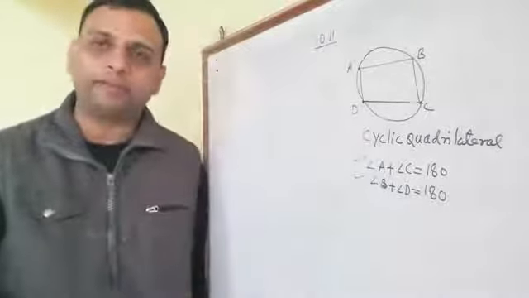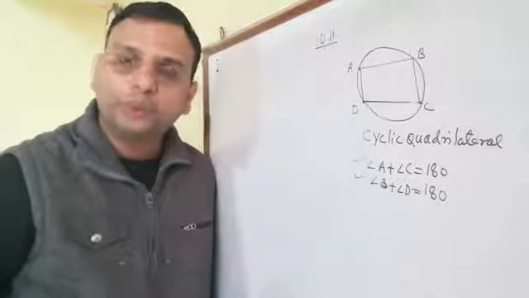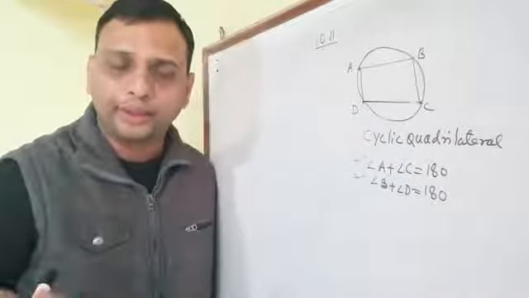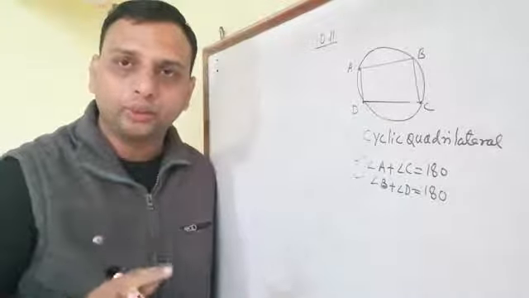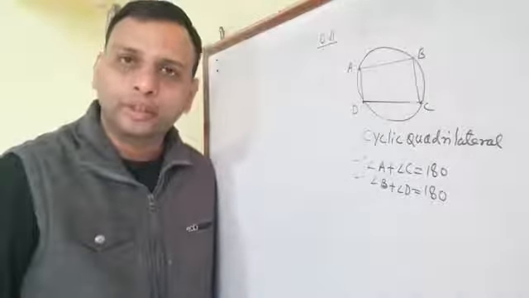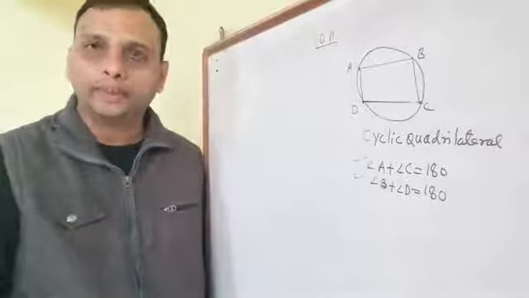So in the exercise there will be one question to prove the cyclic quadrilateral. So what you have to do? You have to prove the opposite angles add up to 180 degrees. If the opposite angles sum to 180 degrees, then you can say that it is a cyclic quadrilateral. So I hope you understood this concept. What is the cyclic quadrilateral?